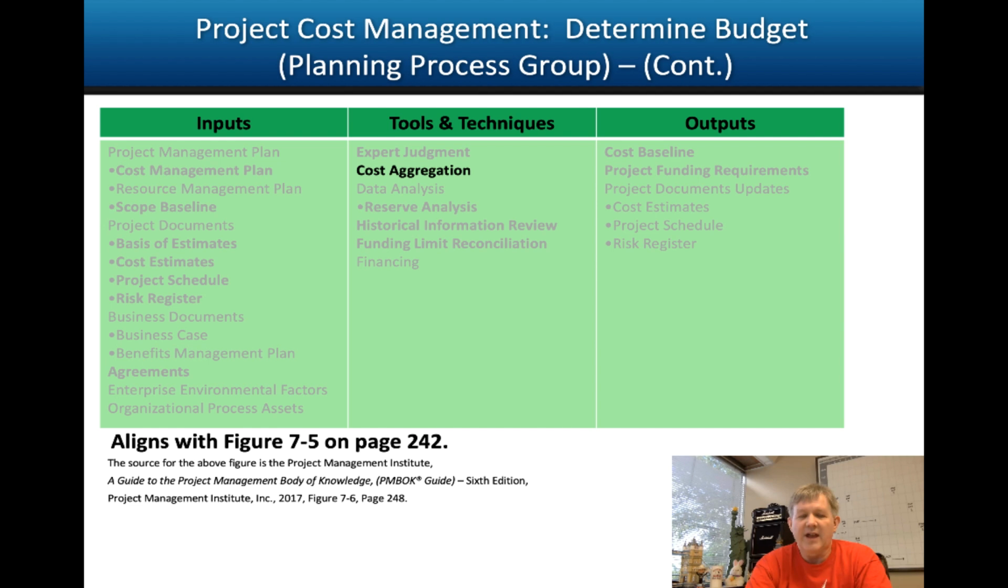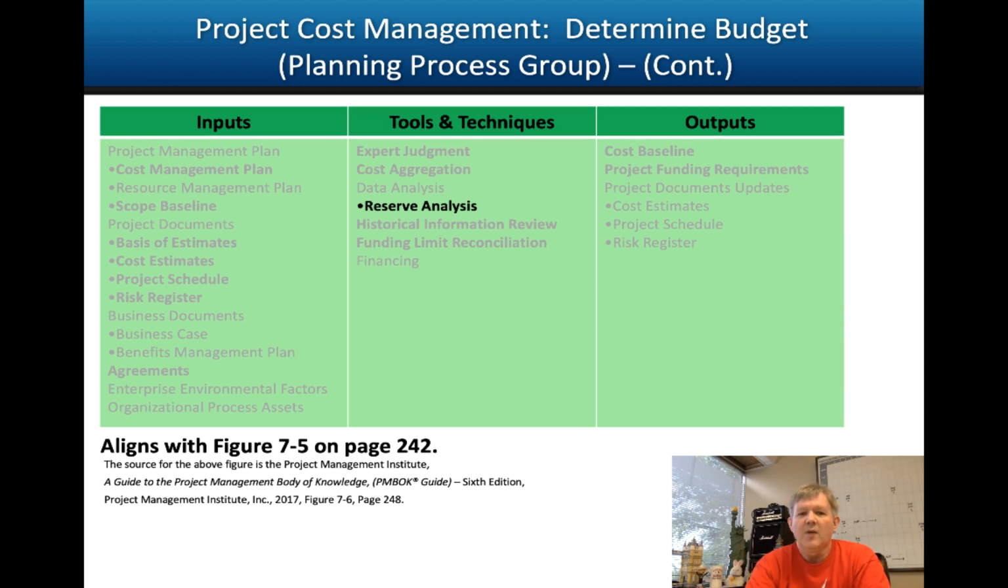Now, cost aggregation is where you roll those activities up into the work packages as far as costs, those work packages up to planning packages, and then up to your higher level WBS pieces, so you can get a feel for what you expect the project to totally cost. Reserve analysis. Again, analysis is always a tool and technique. Do you expect that you've got reserve to be able to finish things as needed?